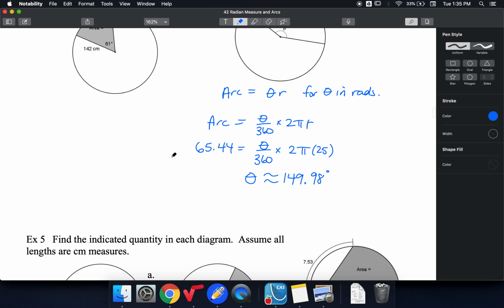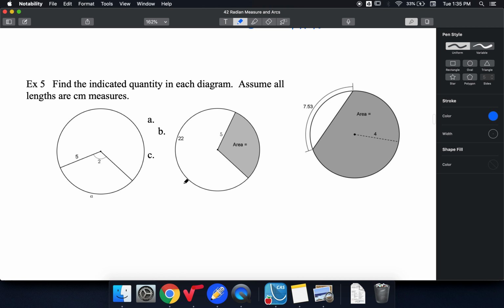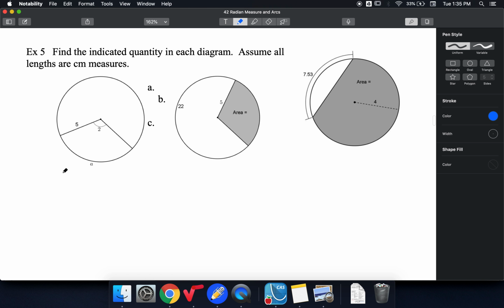Okay. So this one is another one that is wanting you to calculate missing bits, but this time we're going to use radians for our angles. So this one is nice and easy. Arc length is equal to theta times r. So I know that 22 is 5 theta. So theta is 22 over 5.